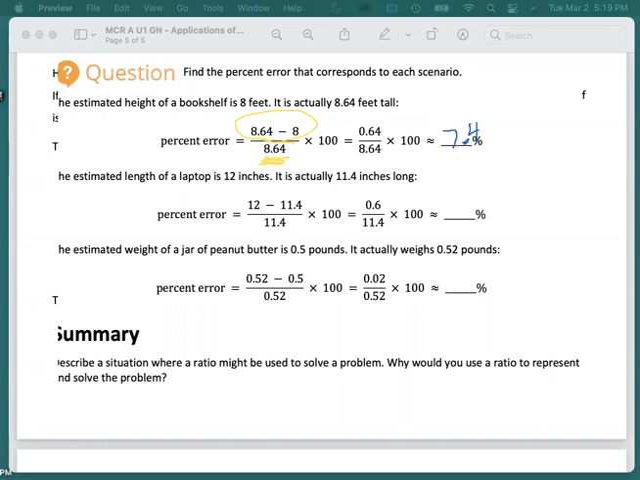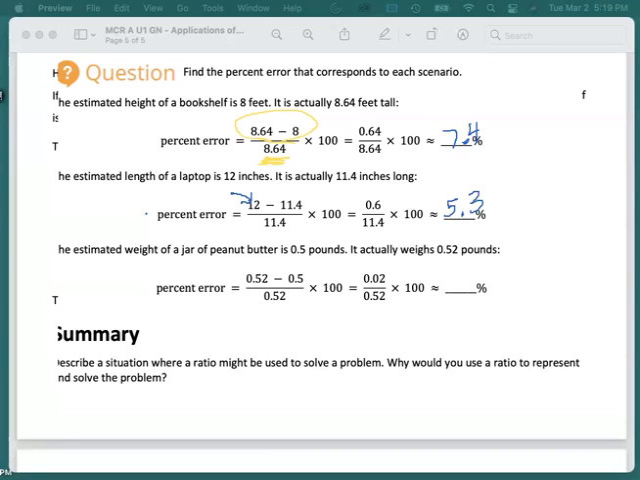Okay, let's look at the next one. The estimated length of a laptop is 12 inches. It is actually 11.4 inches. So first you find the difference. 12 minus 11.4 is 0.6. And you divide 0.6 by the actual length of the laptop, 11.4, which is 0.0526, and then it goes on. And then multiply that by 100, and I'm rounding it up to 5.3%.